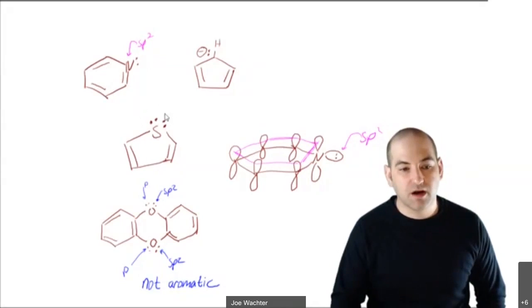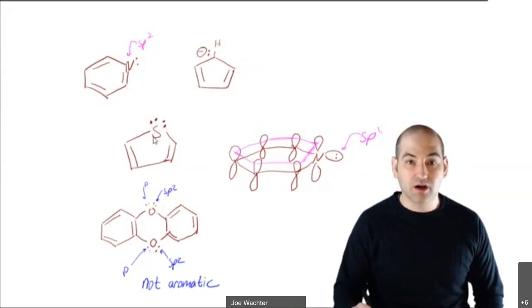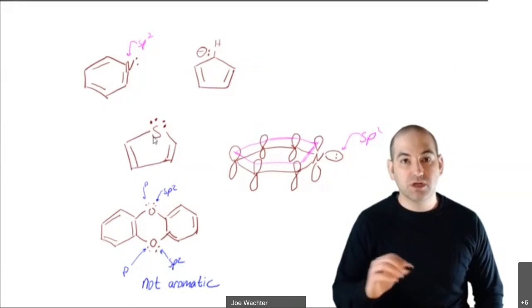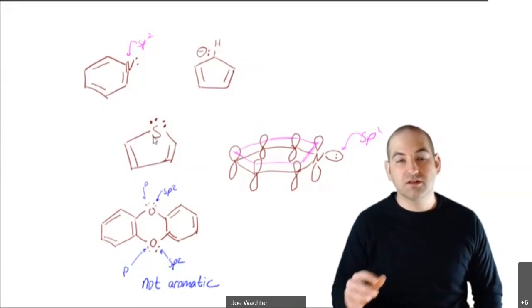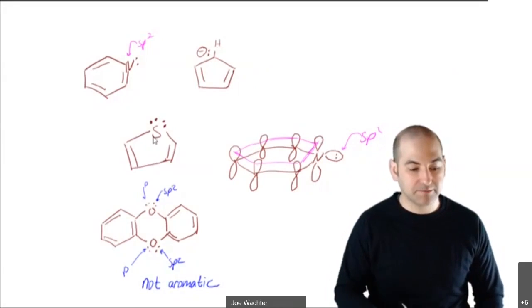If you have two lone pairs, like here, this is aromatic because one of those lone pairs is in the pi system and the other one is not. So that's my trouble with your rule there. It's not that it's wrong, because it does work, but you still have to make the decision of which electrons you're going to count in the system and which ones are not.